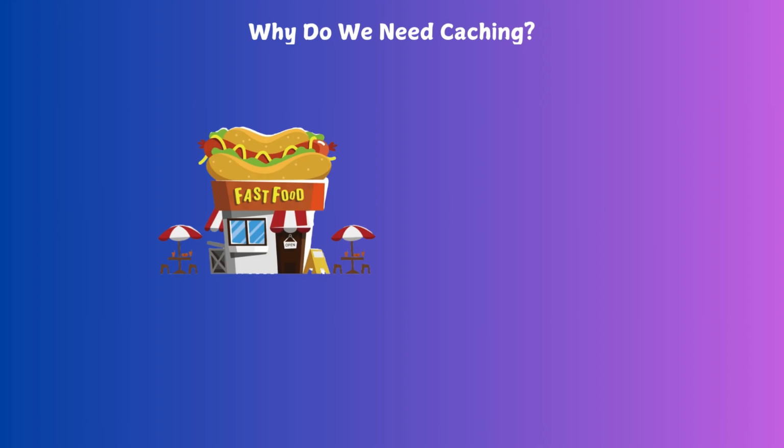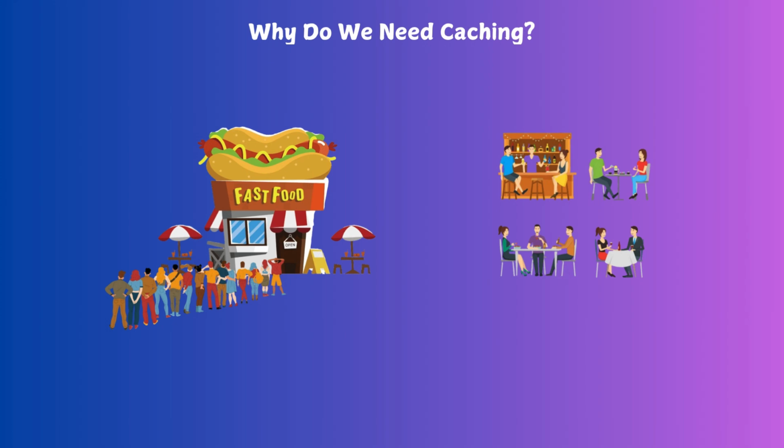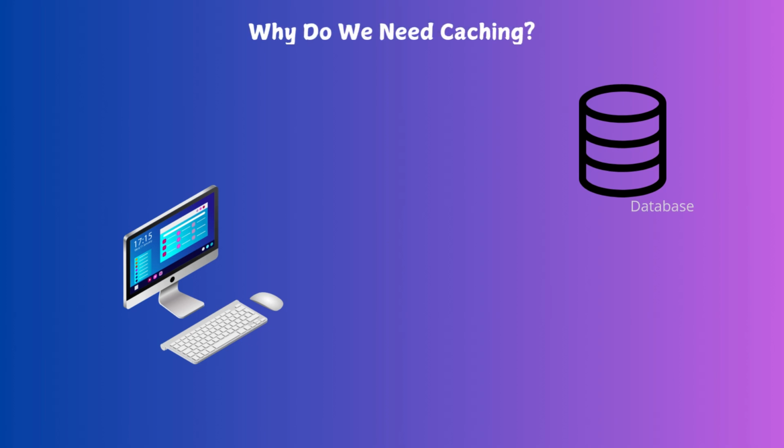Let's explore why caching is so important in system design. Imagine you're at a fast food restaurant. If every customer had to wait for their food to be prepared from scratch, the line would move slowly and customers would get frustrated. However, when restaurants prep popular items in advance and keep them warm, customers receive their meals quickly, enhancing their experience. Similarly, caching serves as a temporary storage area where frequently accessed data is kept, allowing systems to respond faster to requests.